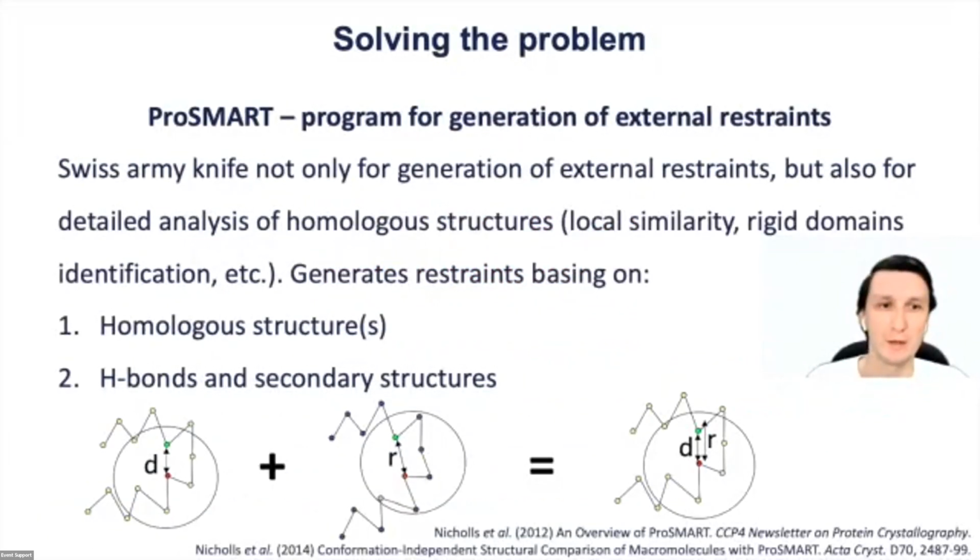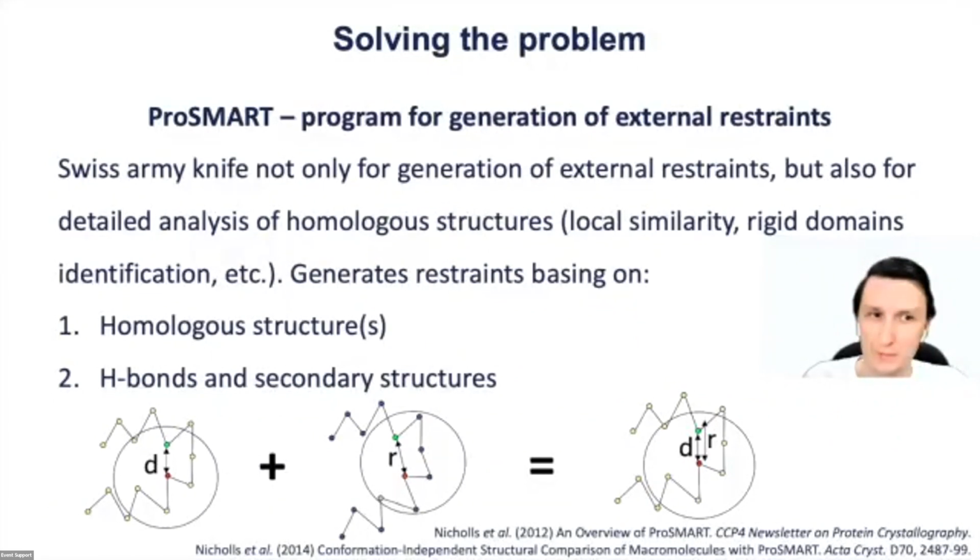So, the ProSMART program by Rob Nicholls is really a Swiss Army knife, as it can be used not only to generate external restraints, but also for detailed analysis of homologous structures, to accurately superpose structures, find local similarities, identify rigid domains, etc. It can generate restraints based on homologous structures supplied by the user and hydrogen bonds and secondary structure elements.